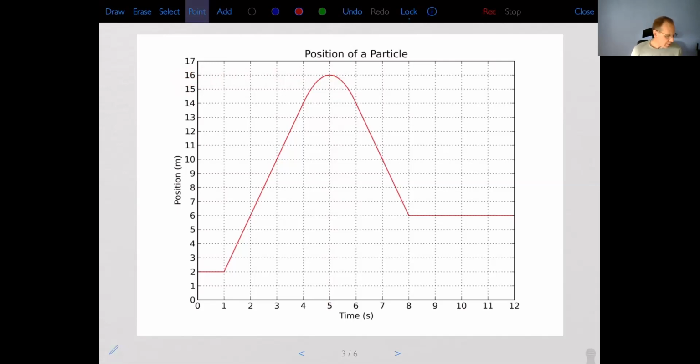Over what interval, if any, is the particle accelerating? Okay, now again, in reality, it would have to be accelerating where these kinks are at 1 second and 8 seconds, but we're going to ignore those.